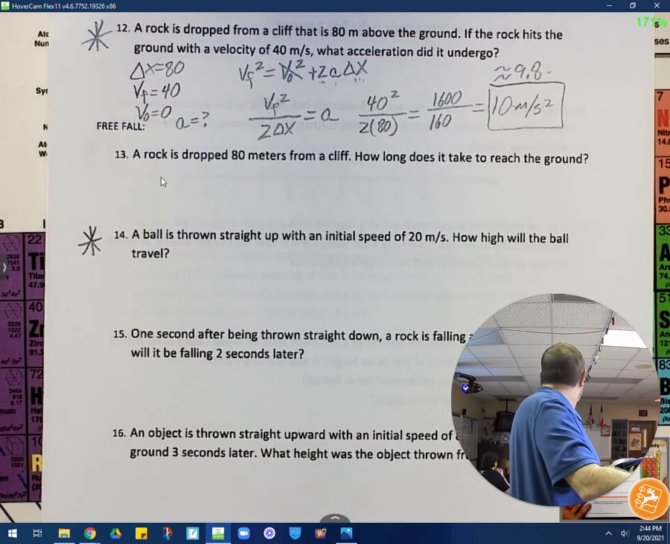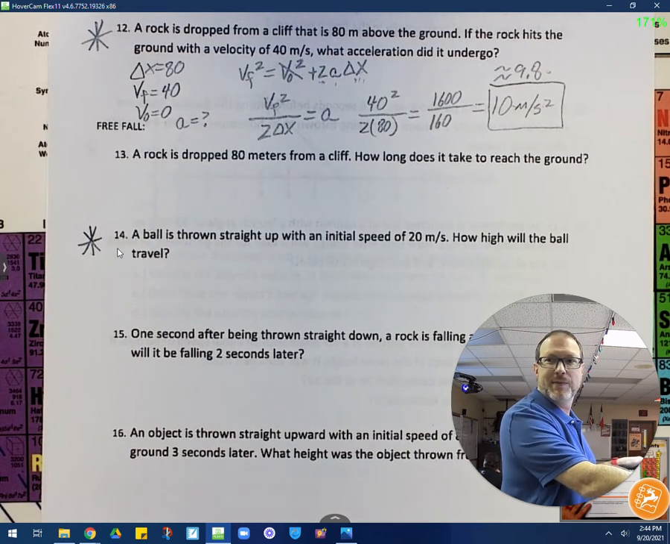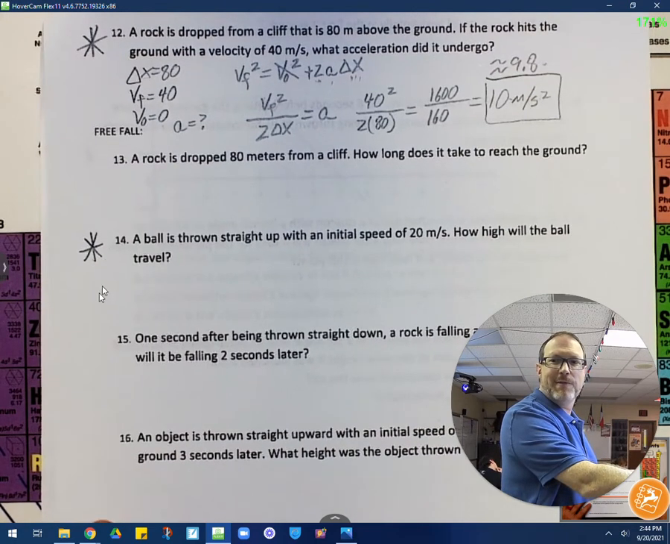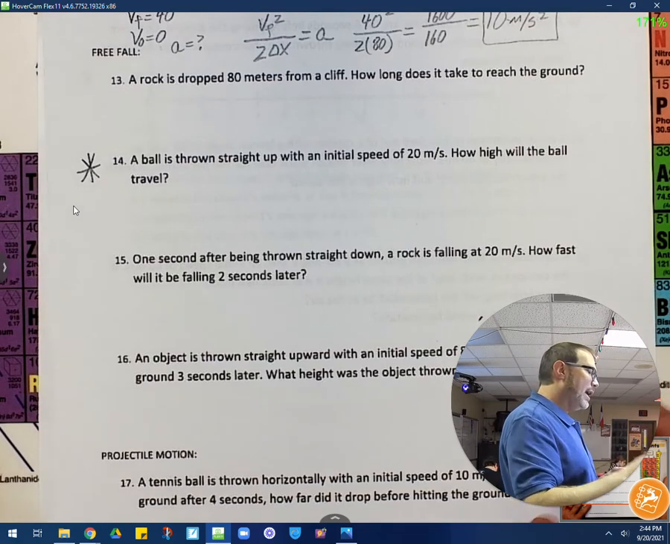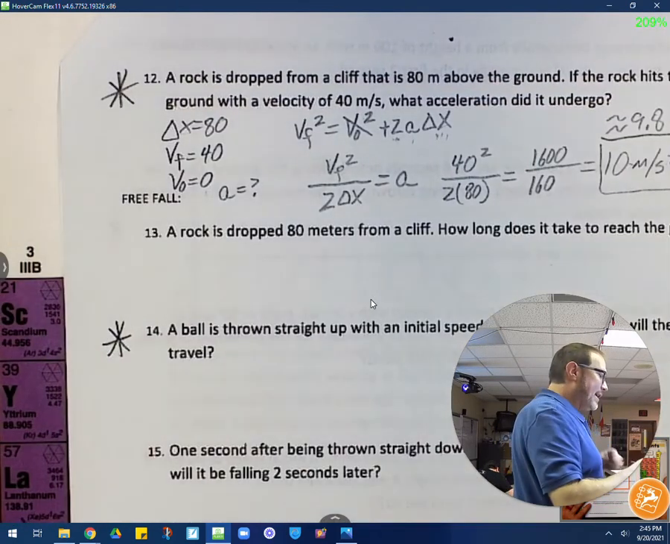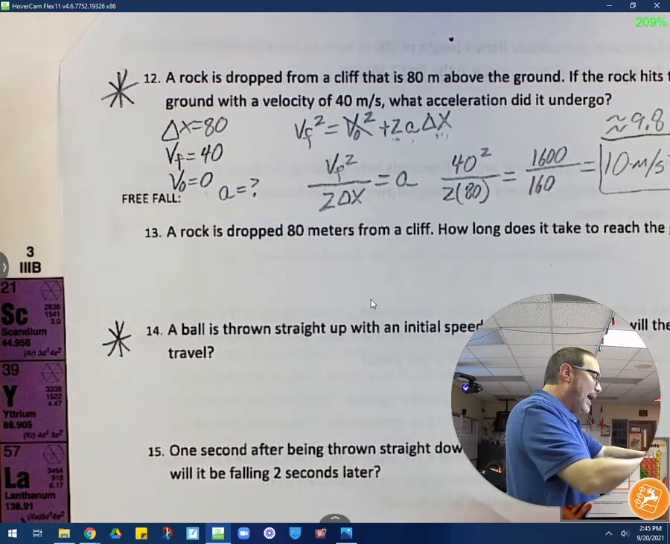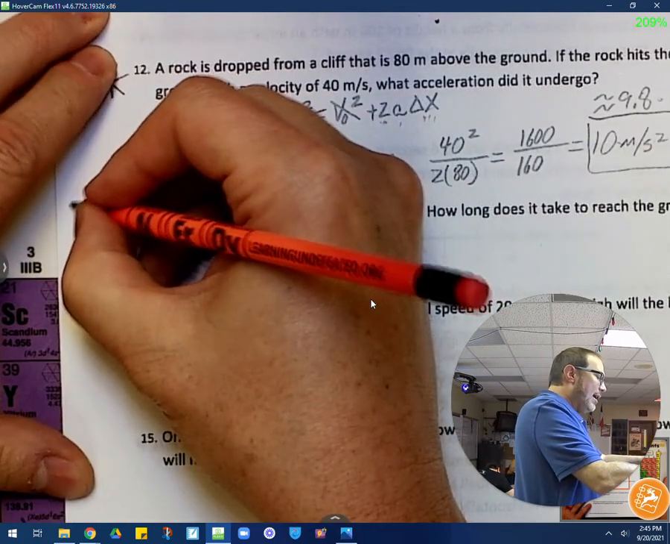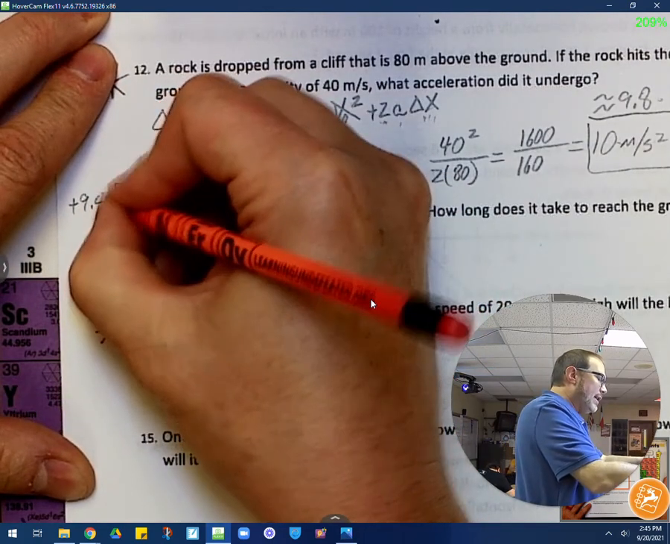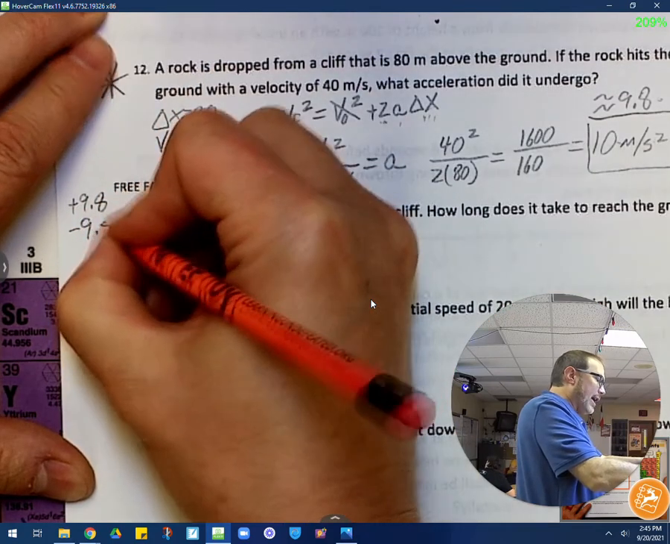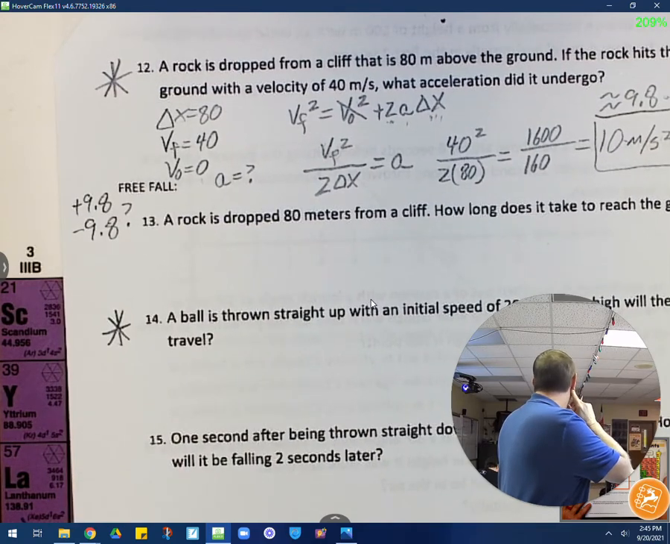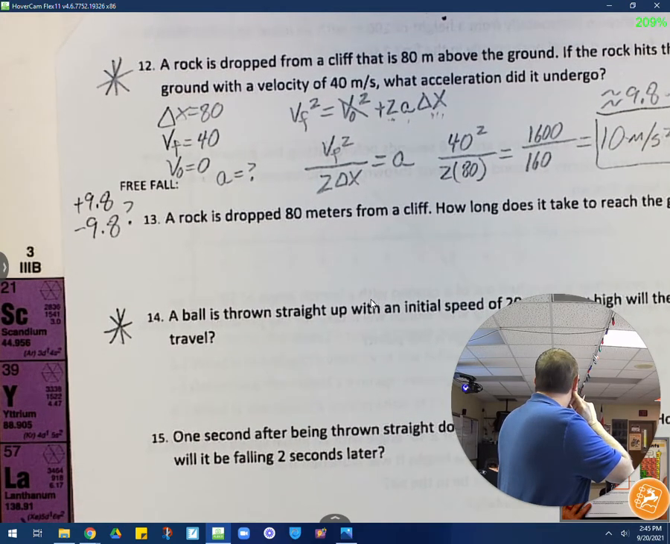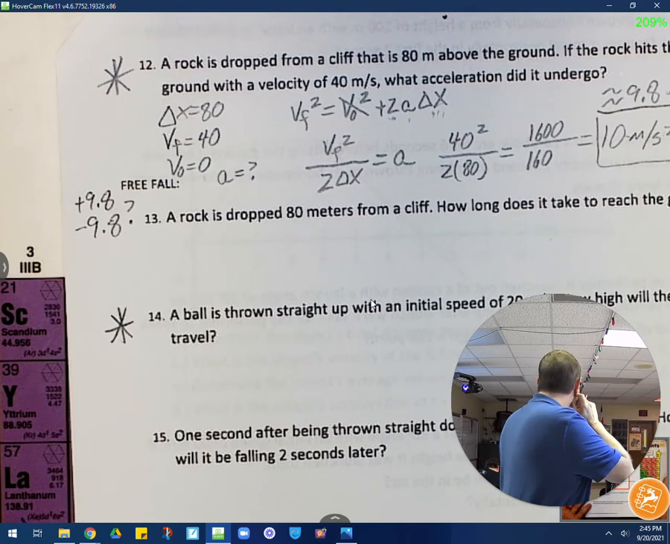Questions on 12. Let's do 14. For free fall, the nice thing is you can assume that your acceleration is going to be 9.8. If you're talking about acceleration due to gravity, do you make it a positive 9.8 or a negative 9.8? It does matter. It matters if you consider what direction your object is moving to start with.